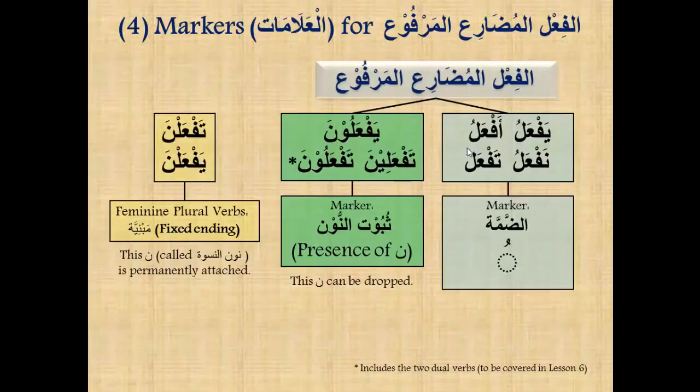The second class of mu'raba verbs are the verbs for hum, anti, and antum. Yaf'aluna, taf'alina, taf'aluna. What's the marker for the marfu'? The marker is called thubut an-nun, which is translated roughly as the presence of the nun. So here we have a letter, a harf, as the marker. And over here we have the dhamma, a haraka, a short vowel, as the marker.